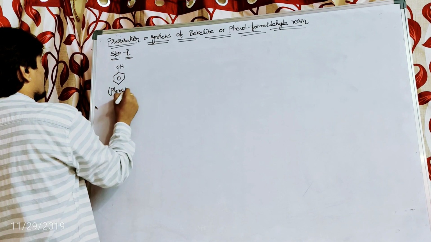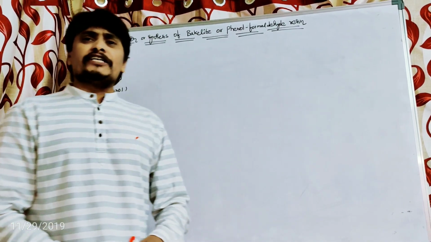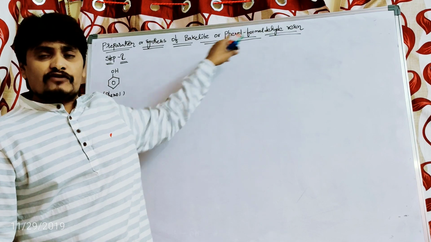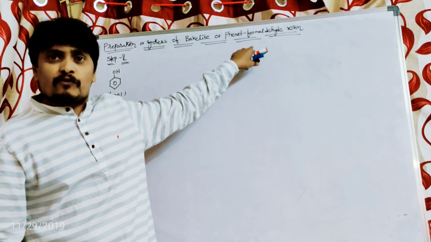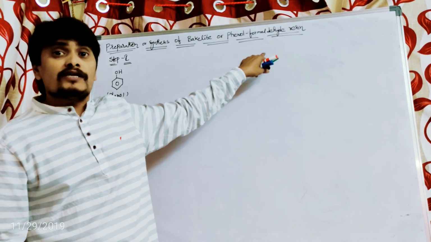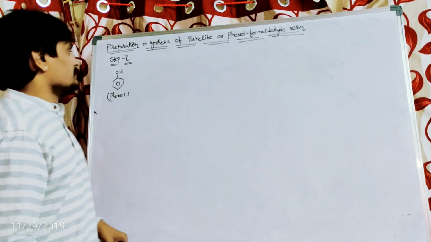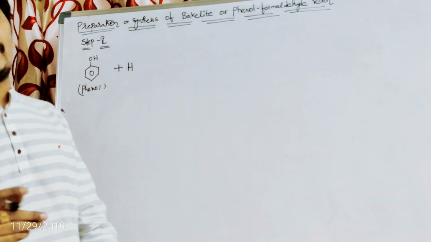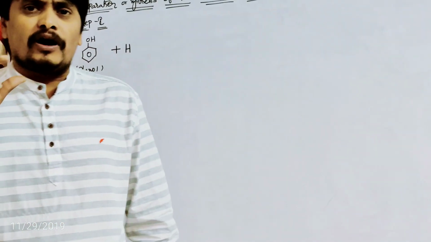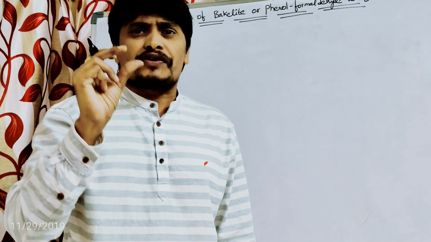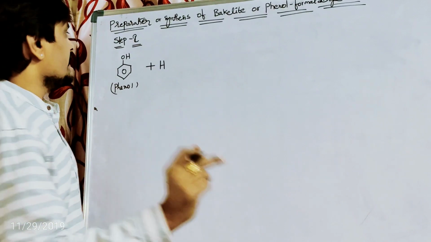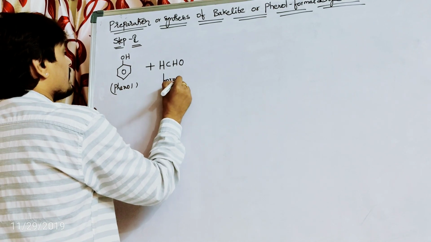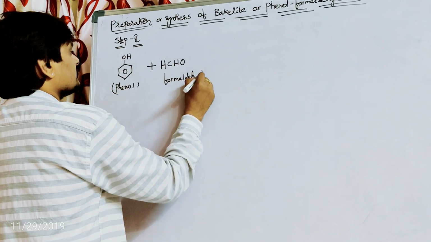Another starting material required for the preparation of Bakelite, or phenol-formaldehyde resin, is formaldehyde, students. So one starting material is phenol, another is formaldehyde, because the second name suggests the starting materials. Phenol plus formaldehyde. I don't want to complicate the structure of formaldehyde, but you have to remember it in this manner, students. That is HCHO. HCHO is formaldehyde.